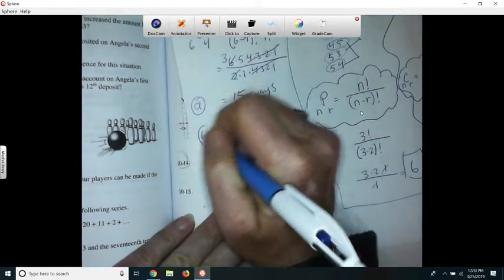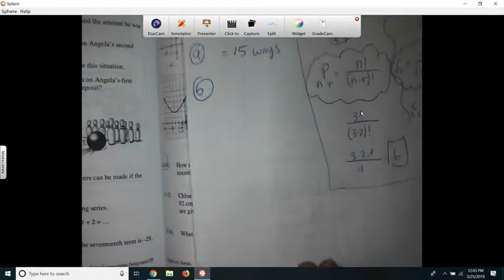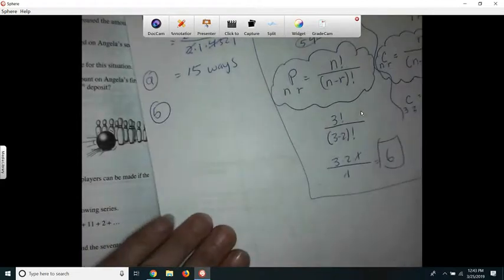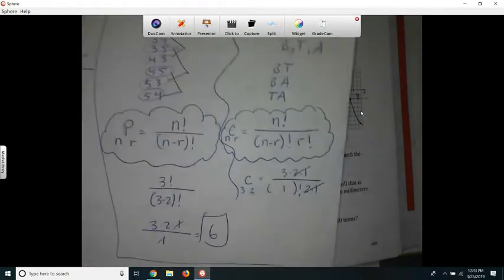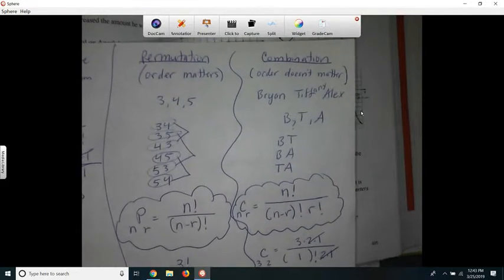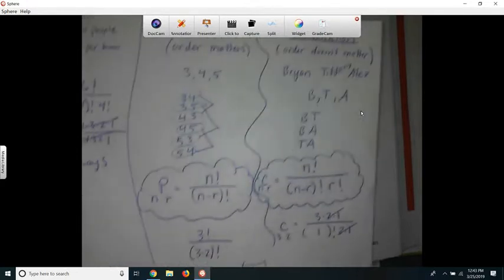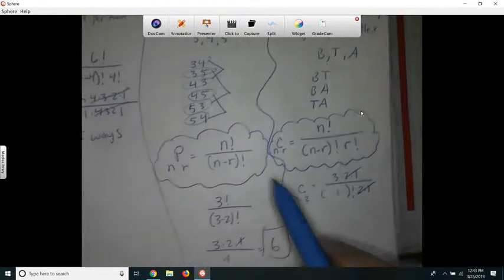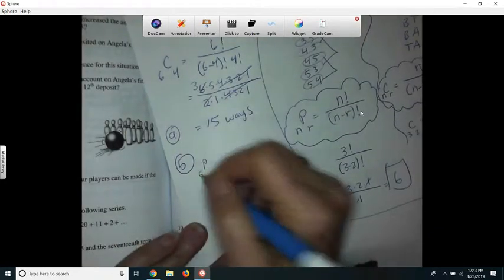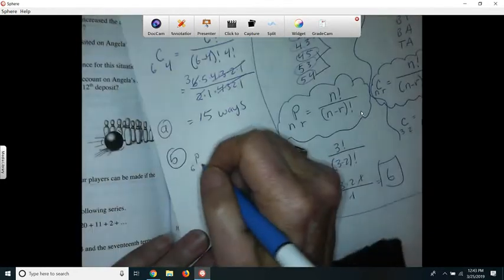And then for letter B, it says, how many different bowling lineups of 4 players can be made if the order does matter? So what do I want to use this time, Alex? Permutations or combinations? The order matters this time. Permutations. Yeah. So I'm going to say P. Well, I'm going to use this thing. So now I've still got 6 people, and I'm still taking them 4 at a time.